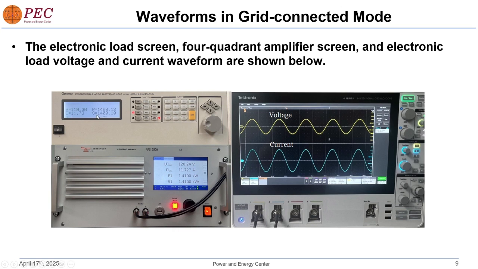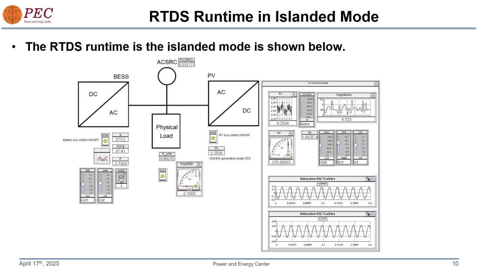You can see the load roughly is using 1400 watt since it's scaled down, and the amplifier is injecting almost 1410, and the additional 10 watt or 9.8 watt is being dissipated through heat, and it's the loss of the cable.